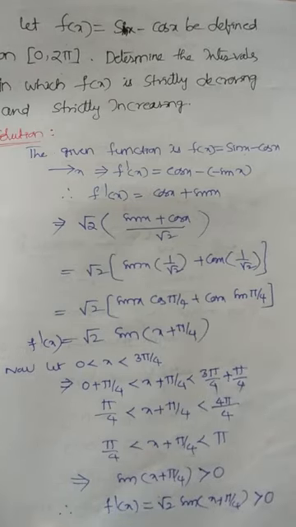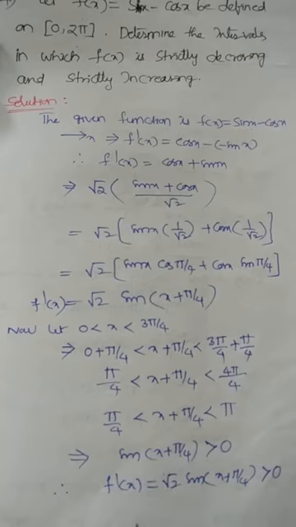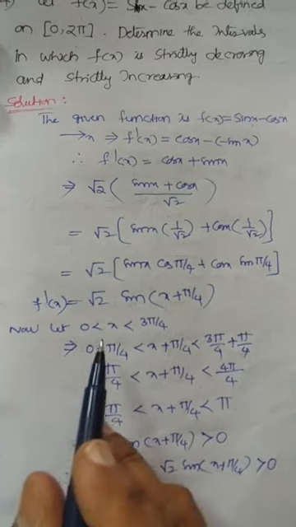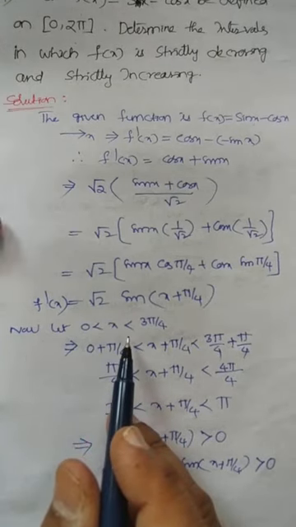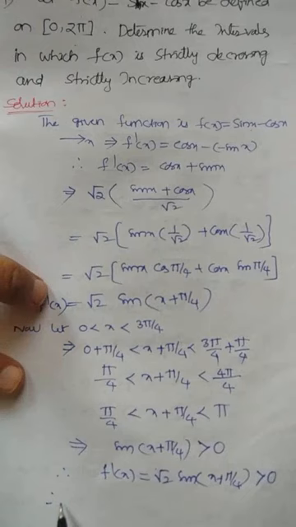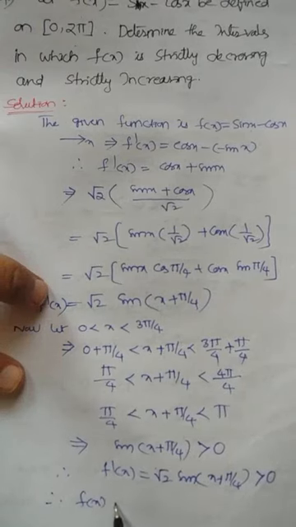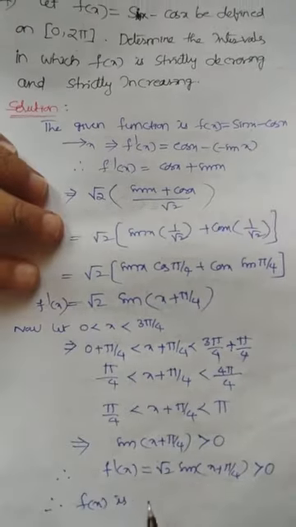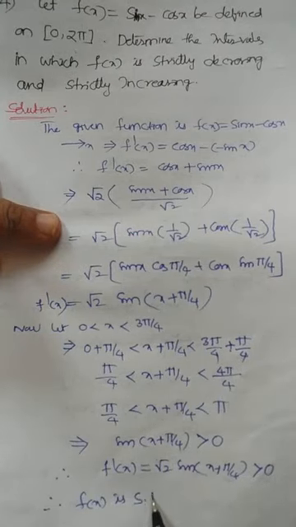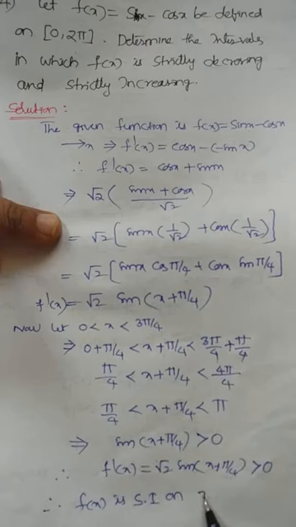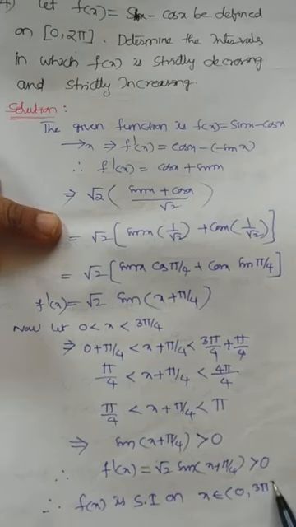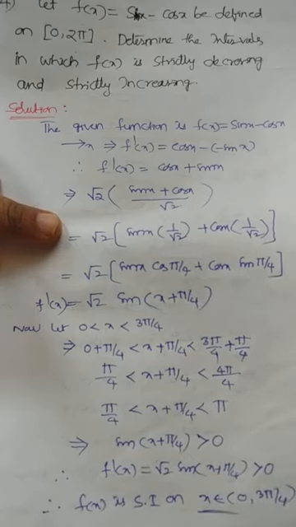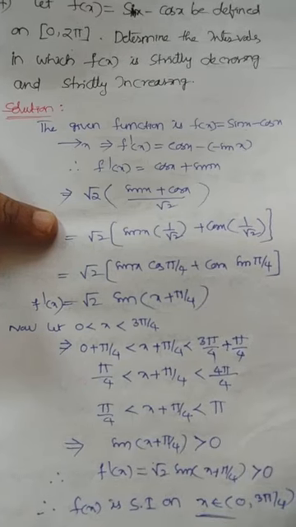That means it is greater than 0. According to the condition for a strictly increasing function, f dash of x is greater than 0 whenever x lies in this interval. Therefore f of x is strictly increasing on x belonging to 0 to 3 pi by 4. So this is one condition we have found.